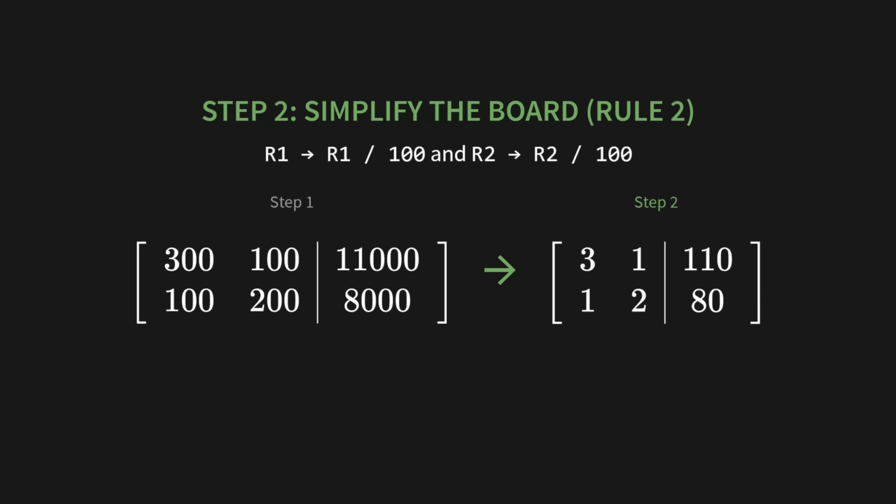Step 2. Simplify the board. We can use Rule 2. These numbers are huge. Let's divide the first row, R1, by 100, and let's divide the second row, R2, by 100. Look at that. We go from that big messy board to a new one.